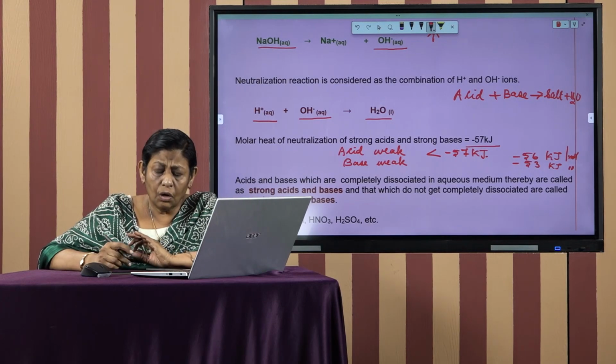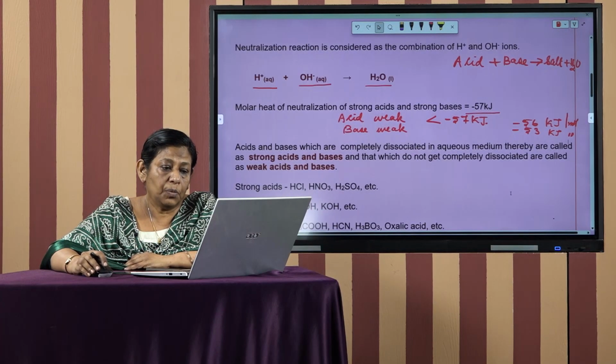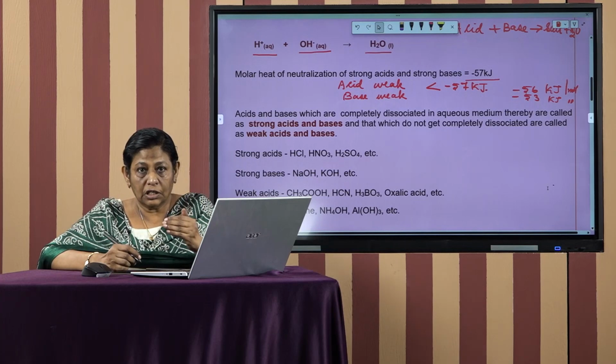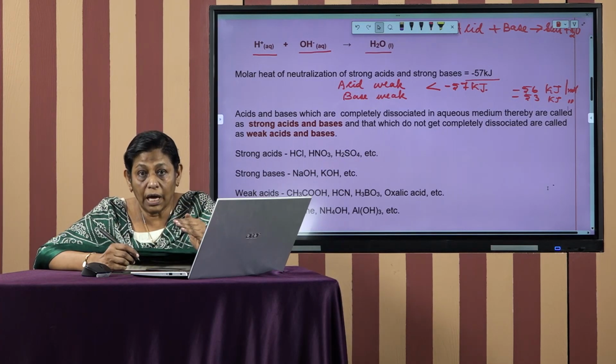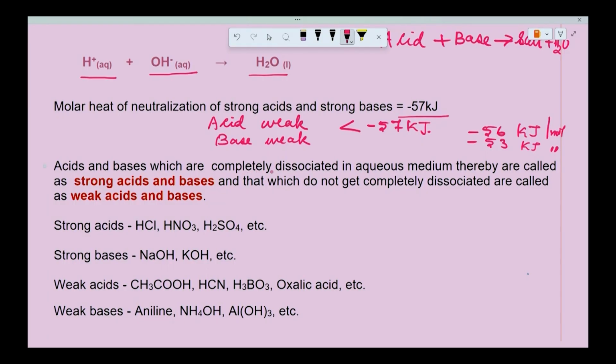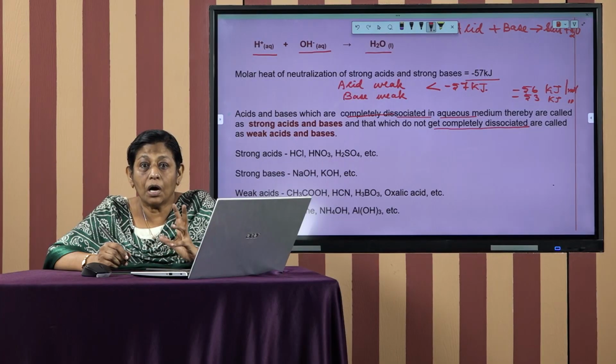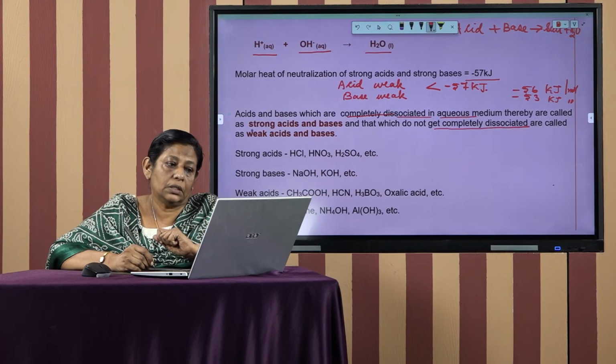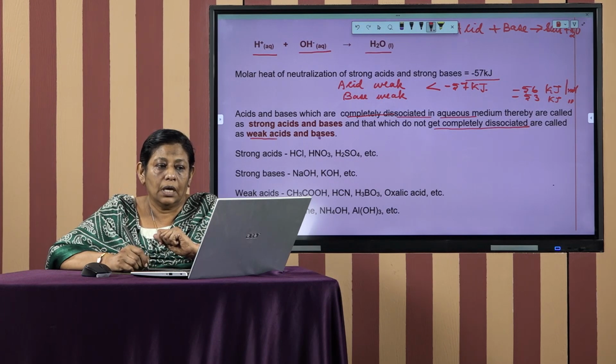Okay. Now, we are going to consider what type of acids and bases we have. We can classify acids and bases as strong acids and bases and also weak acids and bases. Strong acids and bases are those which are completely ionized in their aqueous solution. Whereas weak acids and bases are not completely dissociated or ionized to give their ions. They are only partially ionized. Such acids and bases are considered as weak acids and weak bases.